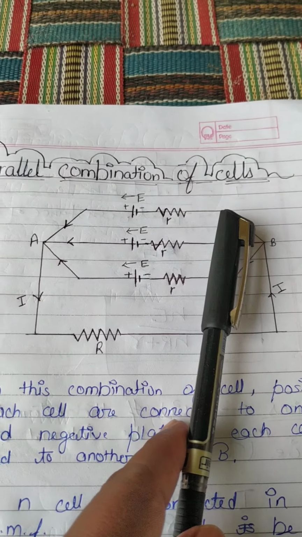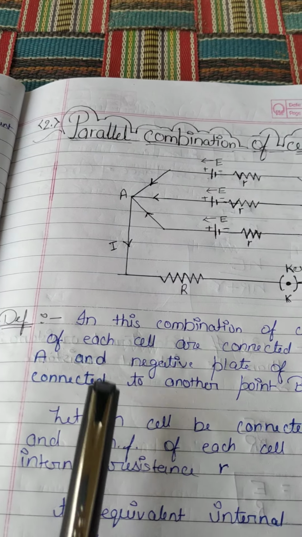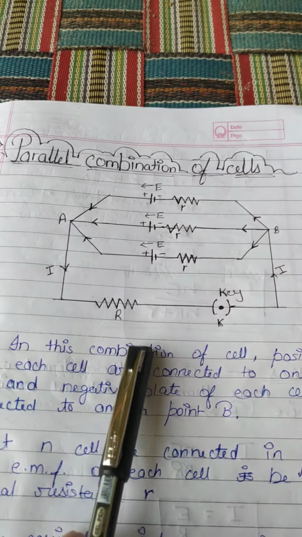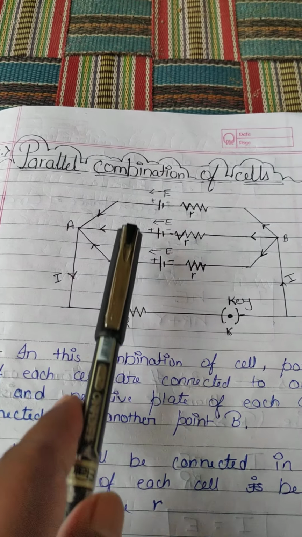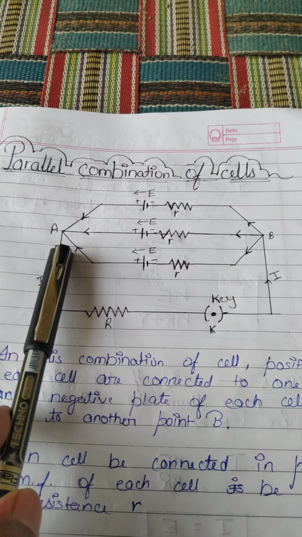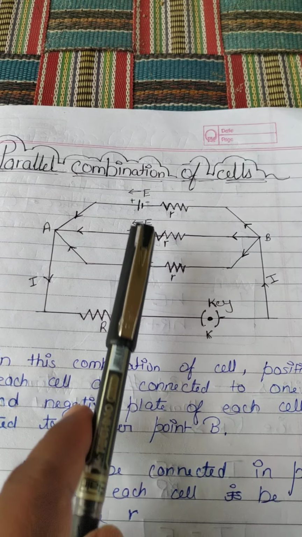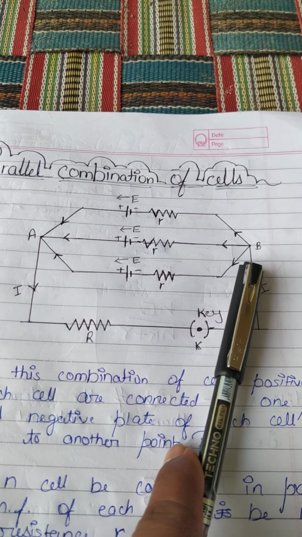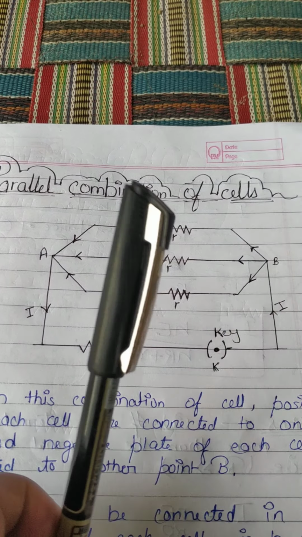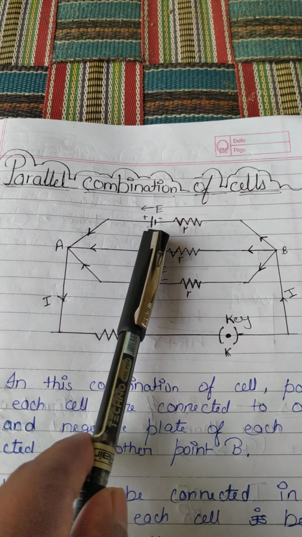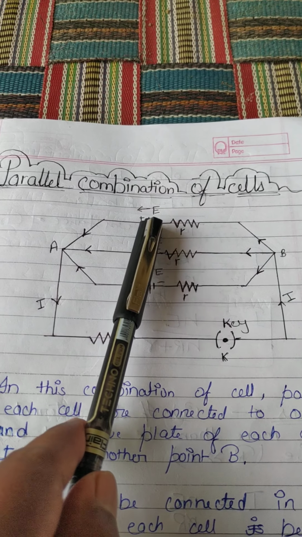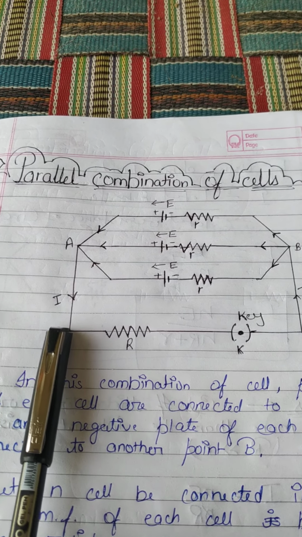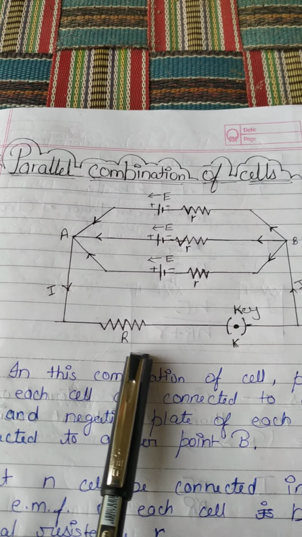Parallel combination of cells. In this combination of cells, the positive plate of each cell is connected to one point A, and the negative plate of each cell is connected to another point B, and so on. I is the electric current flowing through the circuit, capital R is the external resistance, K is the key.